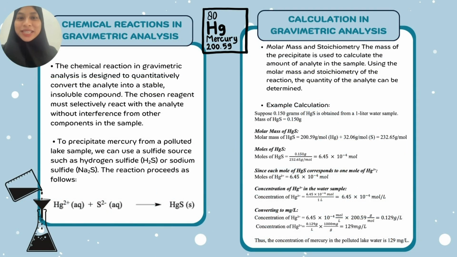The chemical reaction in gravimetric analysis is designed to quantitatively convert the analyte into a stable insoluble compound. The chosen reagent must selectively react with the analyte without interference from other components in the sample. To precipitate mercury from a polluted lake sample, we can use a sulfide source such as hydrogen sulfide or sodium sulfide. To calculate our result, molar mass and stoichiometry, the mass of the precipitate, is used to calculate the amount of analyte in the sample. Using the molar mass and stoichiometry of the reaction, the quantity of the analyte can be determined. These are the examples of the calculation to determine the concentration of magnesium in polluted lake.